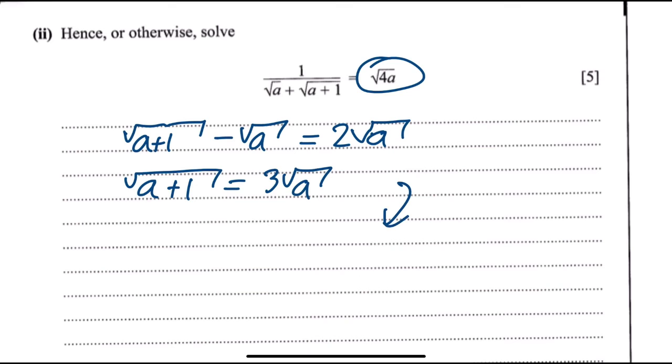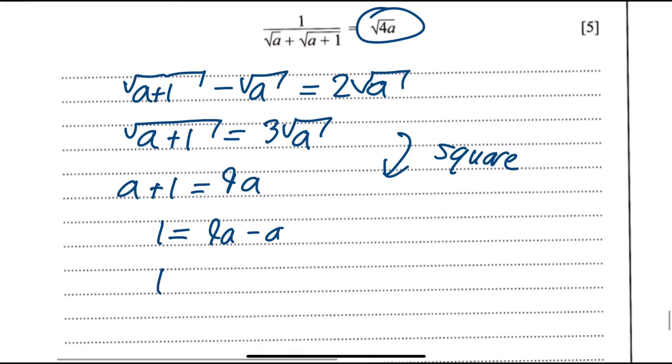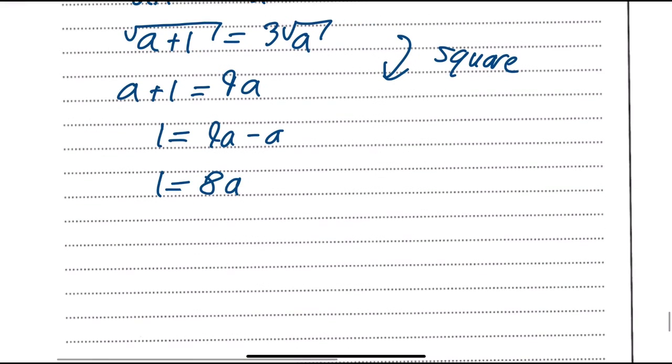And then what you could do is square both sides. So if you square both sides, you're going to get A plus 1. And square the 3, you'll get 9. Square the root A, you'll get A. Then bring the A across, you'll have 9A minus A. And then you'll have 1 is equal to 8A. And then you'll have a wee bit of working out. A is equal to 1 over 8. And that is it.